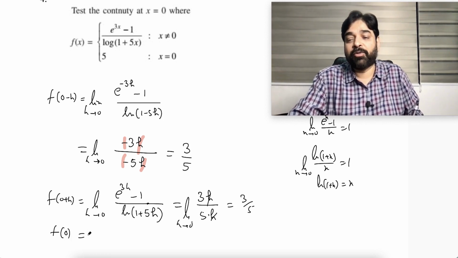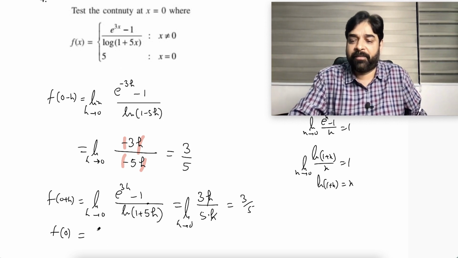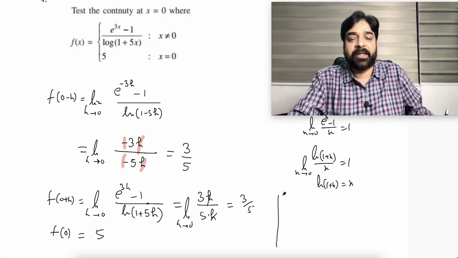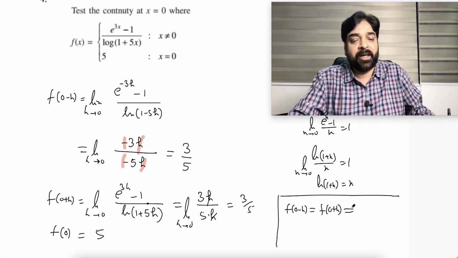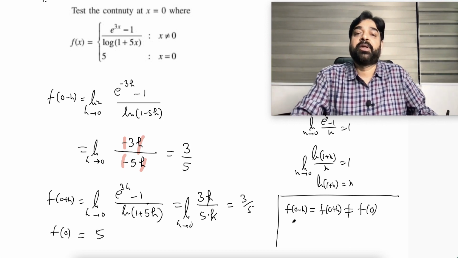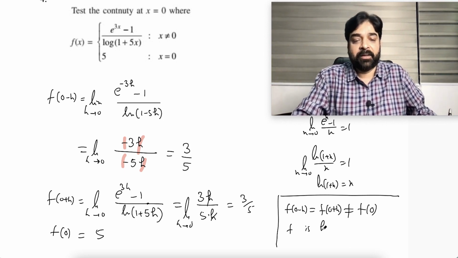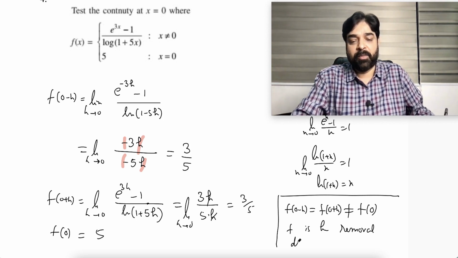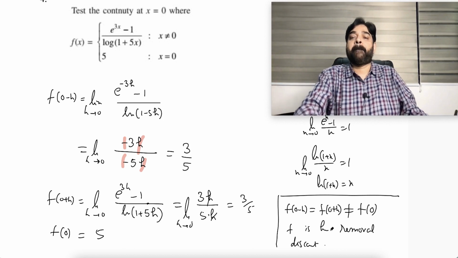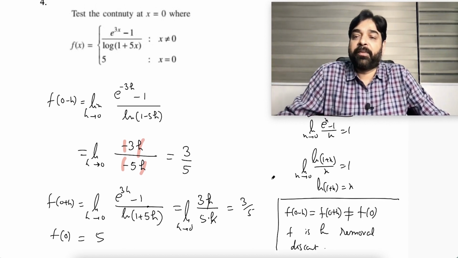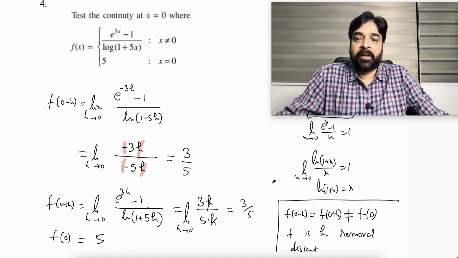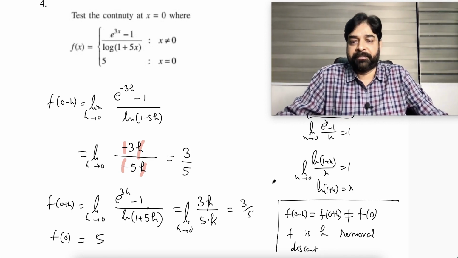And f of 0, I don't have to calculate. It's already mentioned, 5. So, what condition are we getting here? Condition is coming: f of 0 minus h equals f of 0 plus h, but not equal to f of 0. So, f has removable discontinuity. Removable discontinuity. Am I right? So, we will say that this function has removable discontinuity at x equal to 0. I am sure it's clear to everybody. Next question.